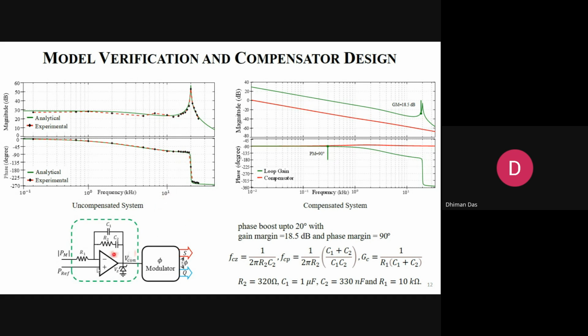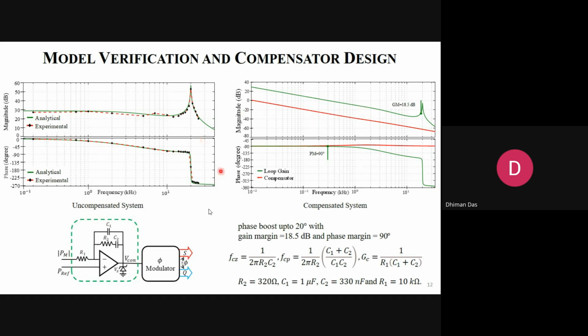If I want to design a controller for that, I need some kind of type 2 or type 1 compensator. Generally a type 2 compensator is widely used, because it has a pole at the origin, this C1. This will give a DC boost, since it is a DC to DC converter, so the DC gain should be high.